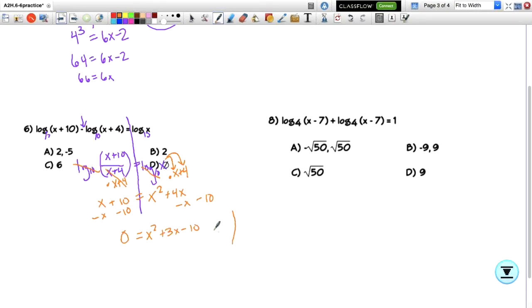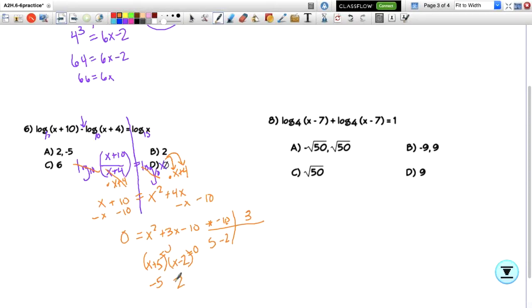Now I'm going to check for factoring. So it multiplies to be negative 10 and adds to be positive 3. Well, that's going to be positive 5 and negative 2, right? Because they add to be that positive 3. So I'll put it right into its factored form. X plus 5, x minus 2. So my two answers are that x could be negative 5 if I set that equal to 0, and x could be positive 2. So I'm going to check these, okay?